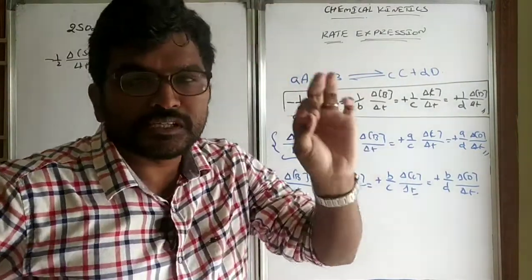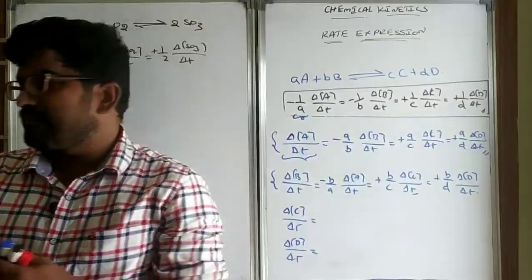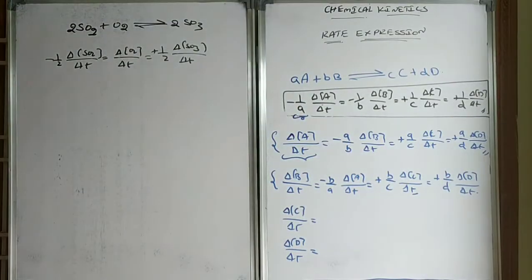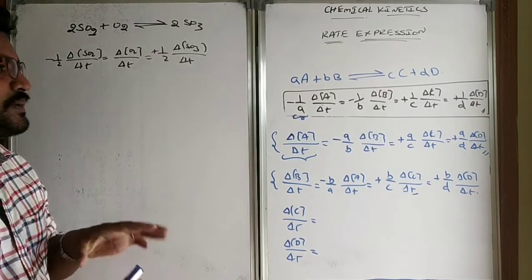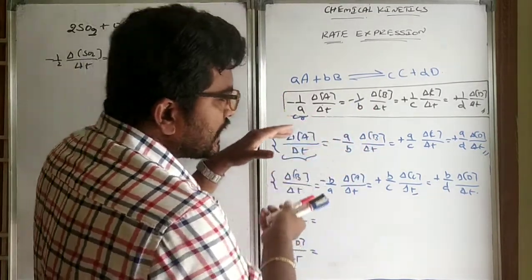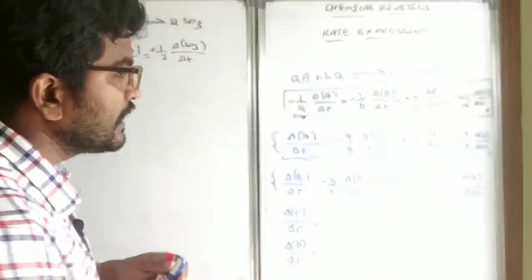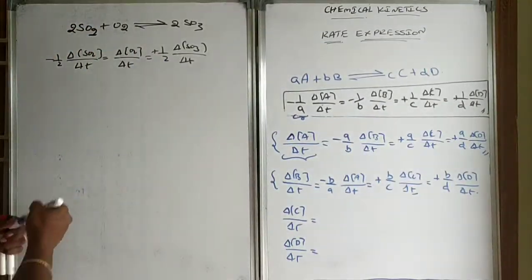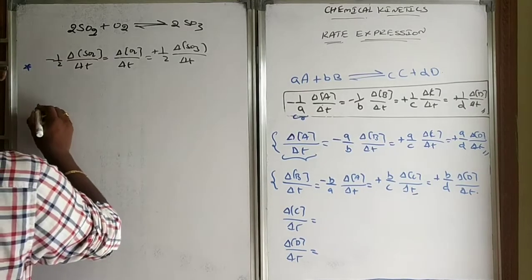The first thing in doing the problems is writing the rate expression. Writing the rate expression is the first thing and writing the change of concentration is the next thing. If you see this thing, the question is like this.